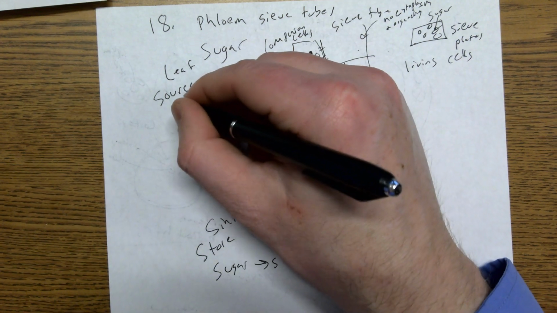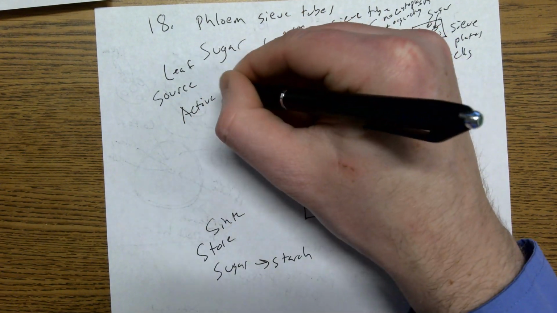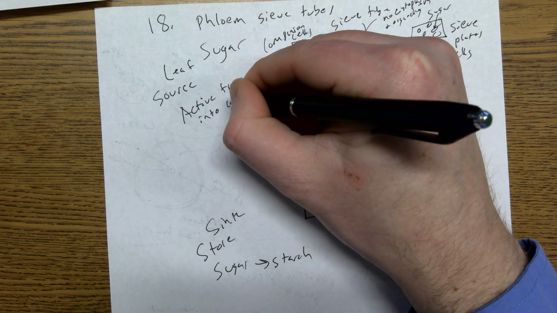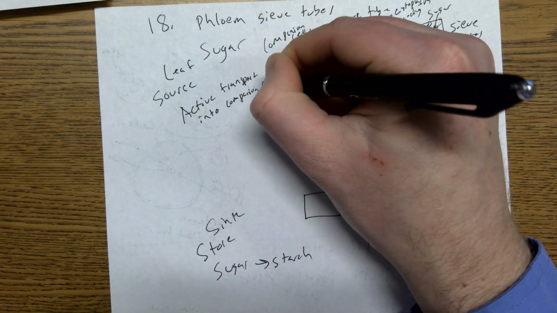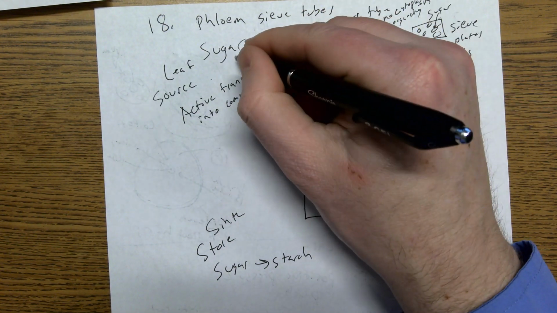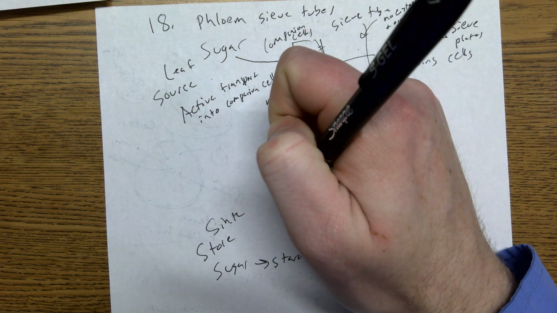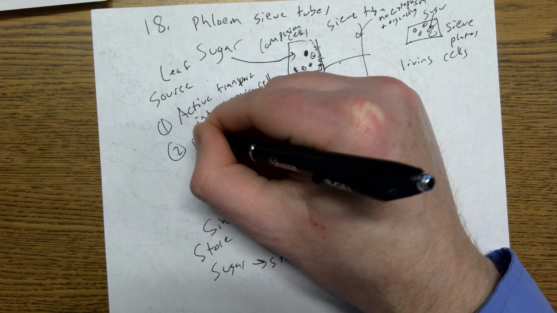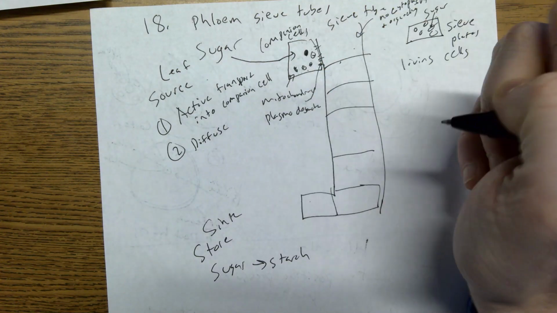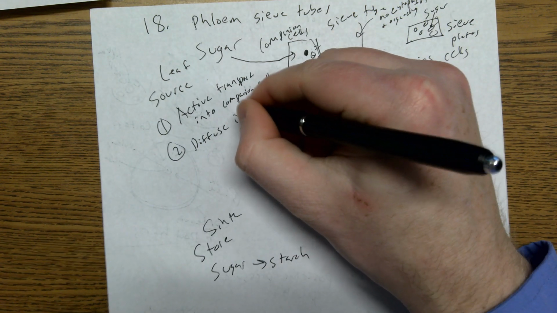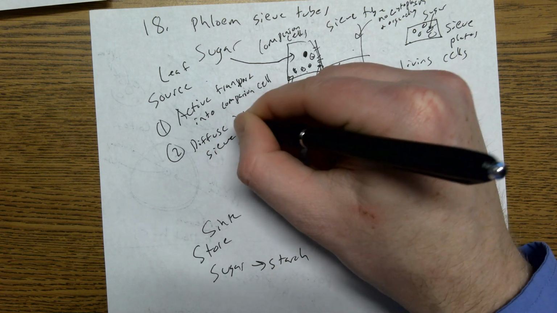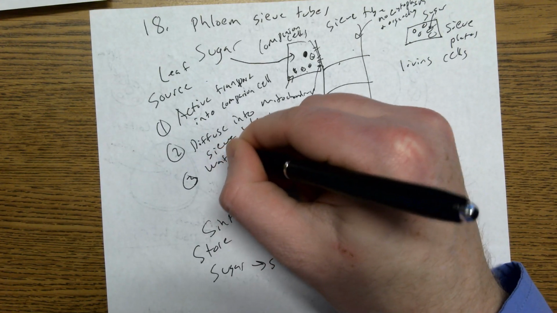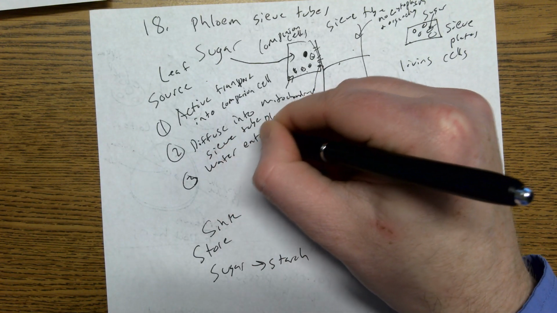So now the question is, how do you get it into the phloem, or the sieve tube? Well, you have to actively transport it into the companion cell. So that's going to be using a protein pump. So that's step one. From there, it will diffuse through the plasmodesmata, or a protein channel, into the sieve tube. This is going to cause water to enter, right? So you have more solutes in there, so now water will enter the phloem.